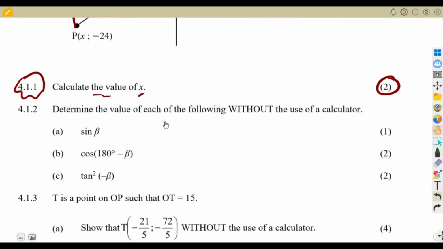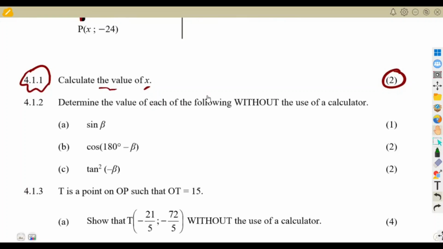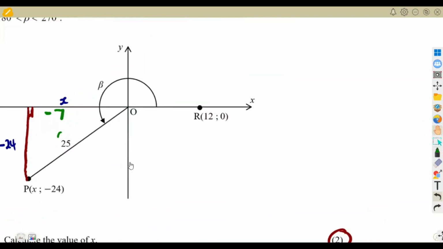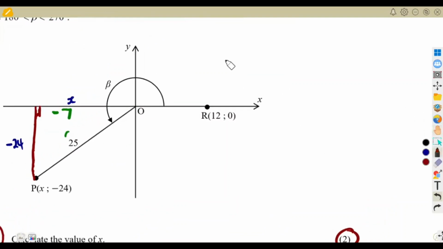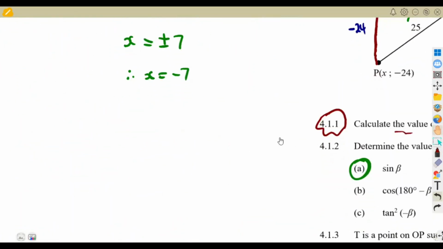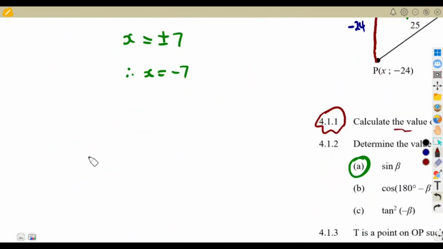All right, 4.12, we are now given: determine the value of each of the following without the use of a calculator. Without, meaning to say the calculator is not required. All right, sine of beta. What is going to be the sine of beta in that case? All right, so this is 4.12. Let me just even write it here. Then the rest I'm just going to write on the other side. So this is 4.12, the first part, which is A in this case.